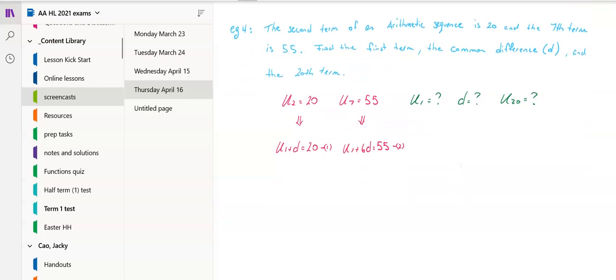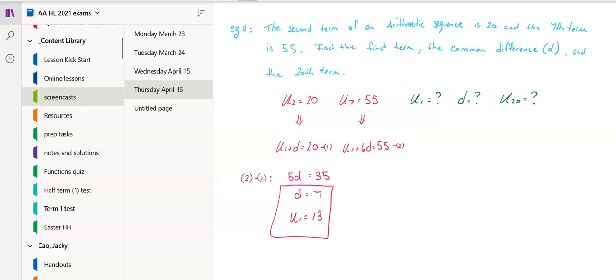So perhaps I'll take equation 2 and subtract equation 1. U1 minus U1, so they disappear. 6d minus d is 5d. 55 minus 20 is 35. So d is equal to 7, and if d is equal to 7, I can plug d equals 7 back in here, and I can easily see that U1 must be equal to 13. So there are my values of U1 and of d.